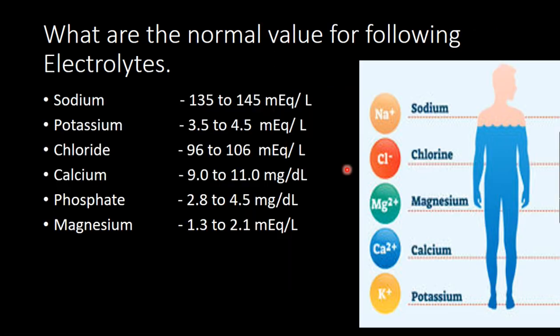Okay. Then what are the normal values for the following electrolytes? Electrolytes like sodium, potassium, chloride, calcium, phosphate, magnesium. So normal value for the sodium is 135 to 145 milliequivalents per liter. For potassium, it should be 3.5 to 4.5 milliequivalents per liter. For chloride, it should be 96 to 106 milliequivalents per liter. For calcium, it should be 9 to 11 mg per deciliter. 2.8 to 4.5 mg per deciliter for phosphate, and the normal value for the magnesium is 1.3 to 2.1 milliequivalents per liter. Okay.